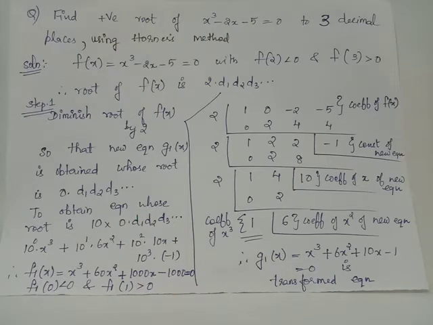Let us solve a problem using Horner's method. Find the root of x cube minus 2x minus 5 equals 0 up to 3 decimal places using Horner's method. We have f of x equals x cube minus 2x minus 5 equals 0.